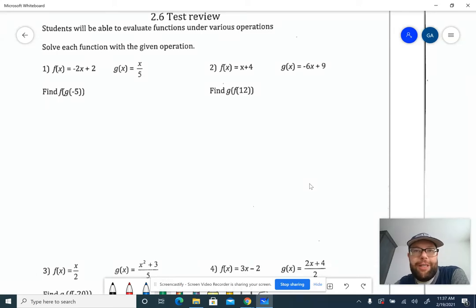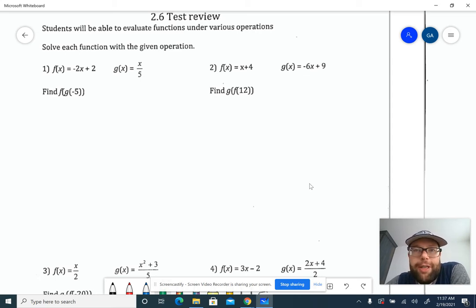Hello, everybody. So today we're going to be talking about our test review for function notation. We're going to go through this fairly quickly. I'm not going to do all the problems this time, but I'll do one of each type basically. So pay attention if you're struggling with any of these, and we'll get through these.